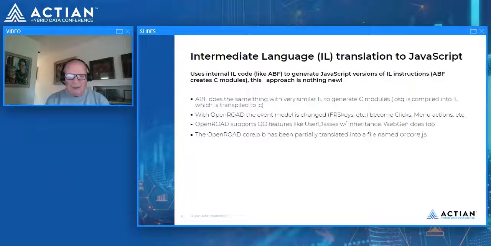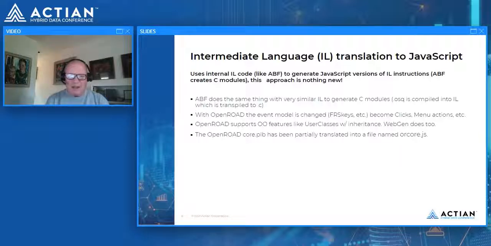With OpenROAD, you have this thing called core.pob, which has a lot of core functionality. We have a JavaScript version called orcore.js, and in that we have core functionality. To be honest, a lot of what our ADF, abstract data type facility, does. On top of that, it has system constants for errors and things like that. But anyway, it's a resource that's required by WebGen apps.